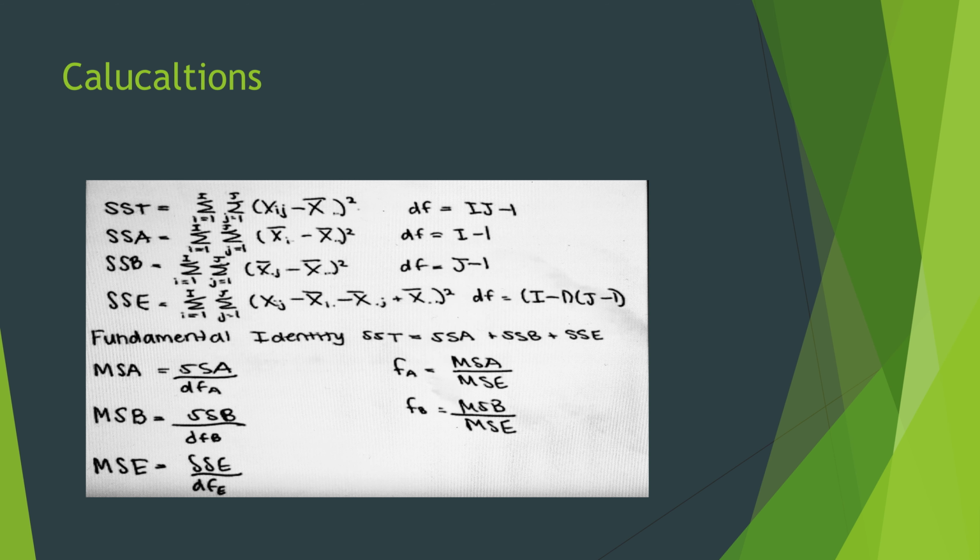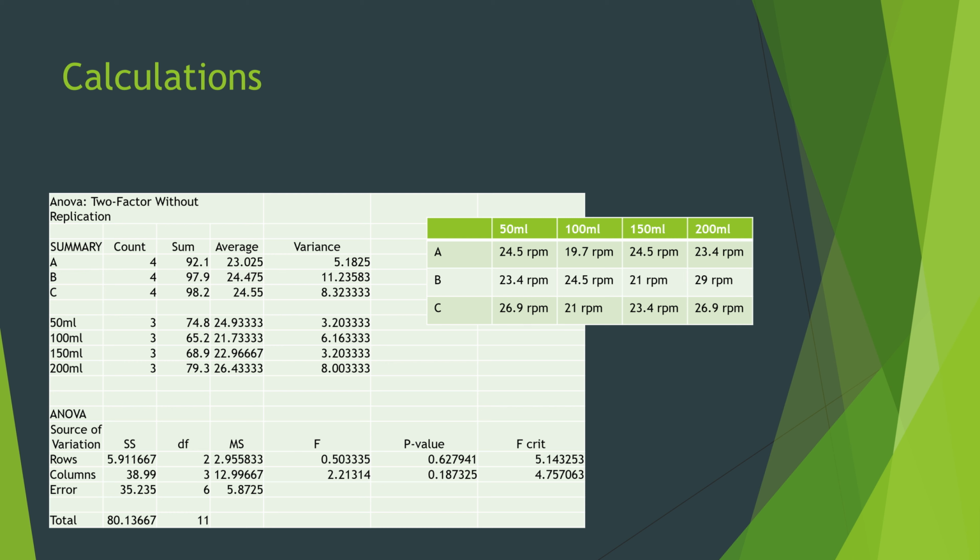Here I have included some of the formulas which are required for hypothesis testing, including the equation for the sum of squares, fundamental identities, mean squares, and test statistics. Given from this hypothetical example, A, B, C are machine lubricant types, while 50 and so on are the actual amount being applied to the machine. Using Excel, we are able to calculate the test statistics a lot more efficiently, as you can see, giving us the mean squares, sum of squares, and so on.